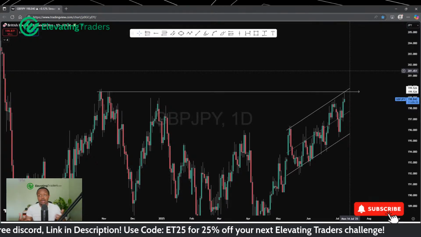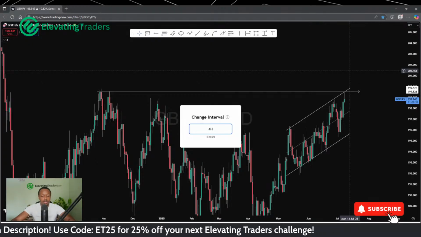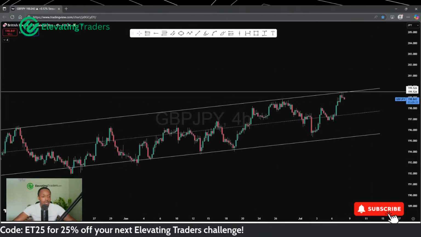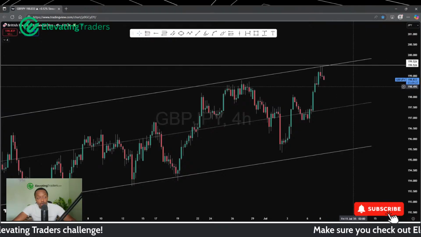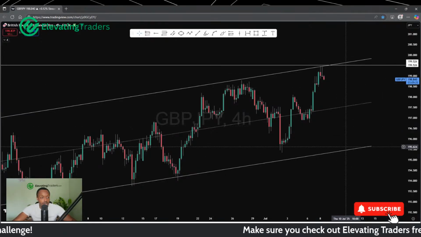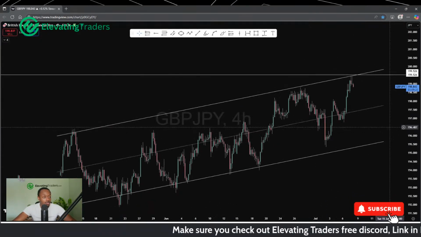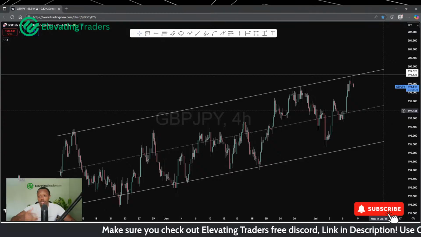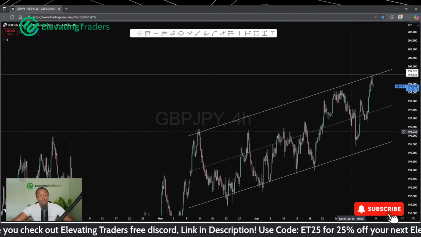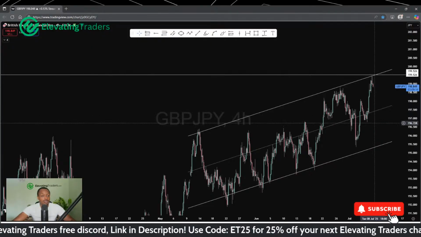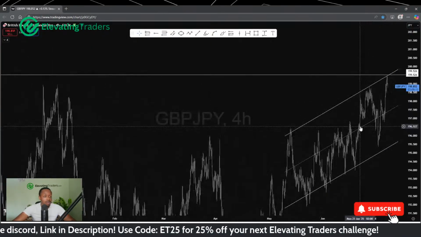At the moment, we don't have enough information. We've only just got to the level, so it's difficult to say whether we're going to have a strong rejection or not. Let's see how price develops, and then hopefully we can make a good educated guess on the next move for euro pound and pound yen, and wait for some opportunities to enter the market. But yeah, we've been very, very bullish. Smash into resistance now. Let's see how price does react.